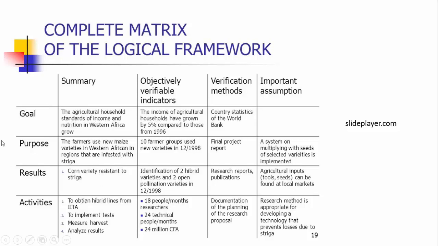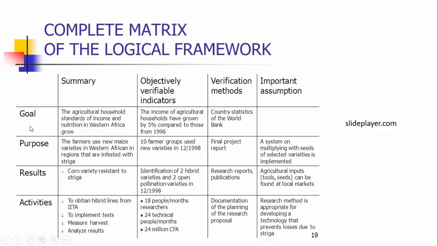So the LFA matrix will have these components. On the vertical axis, you have the goal, the purpose, results, activities. Okay, on the horizontal, you have the summary, indicators, verification, and assumptions. Now, let me explain what these are. The summary just gives you a description of these results. Okay, these are actually results: goal, purpose, and results.